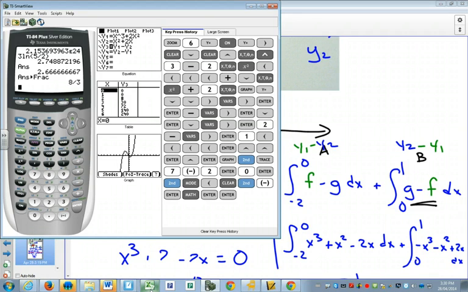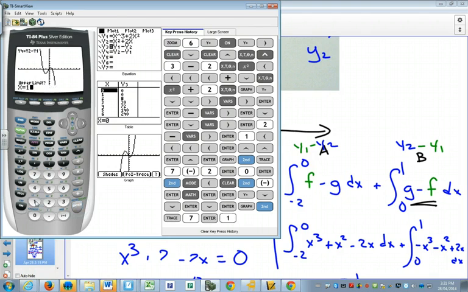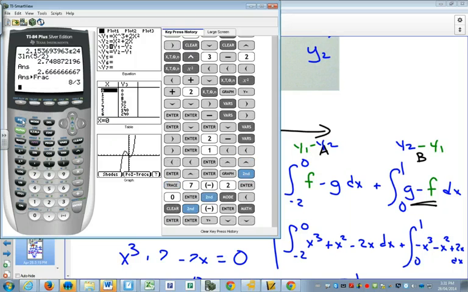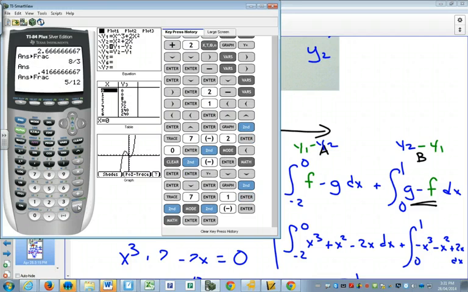Okay. And then to find the other one, we'll turn on y2 minus y1. There's the graph. Second trace, number 7. We'll go from 0 to 1, and change that answer to a fraction. And you get the 5/12. So it all works. Have a good night. And that's the end.